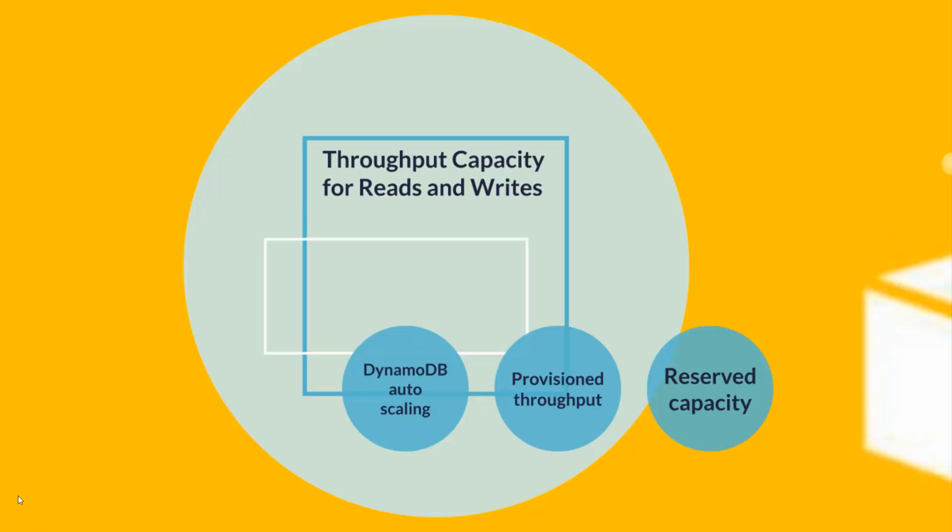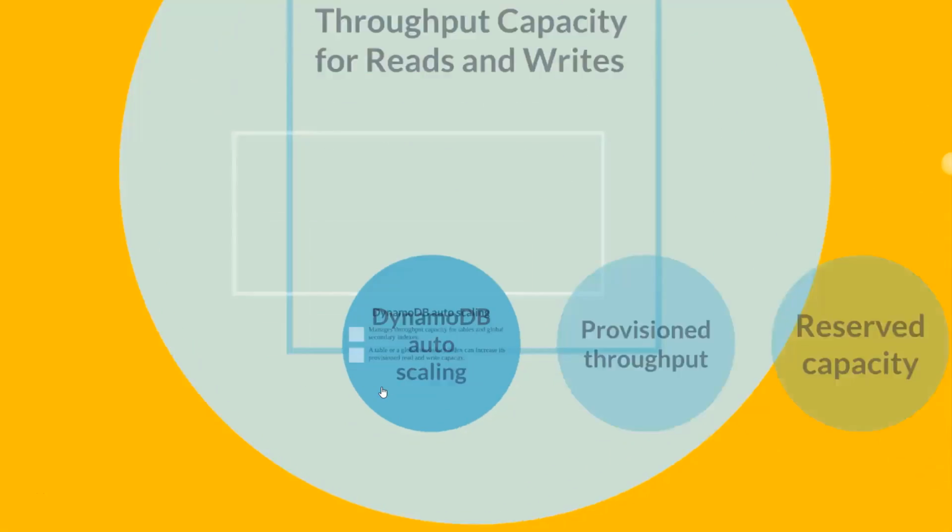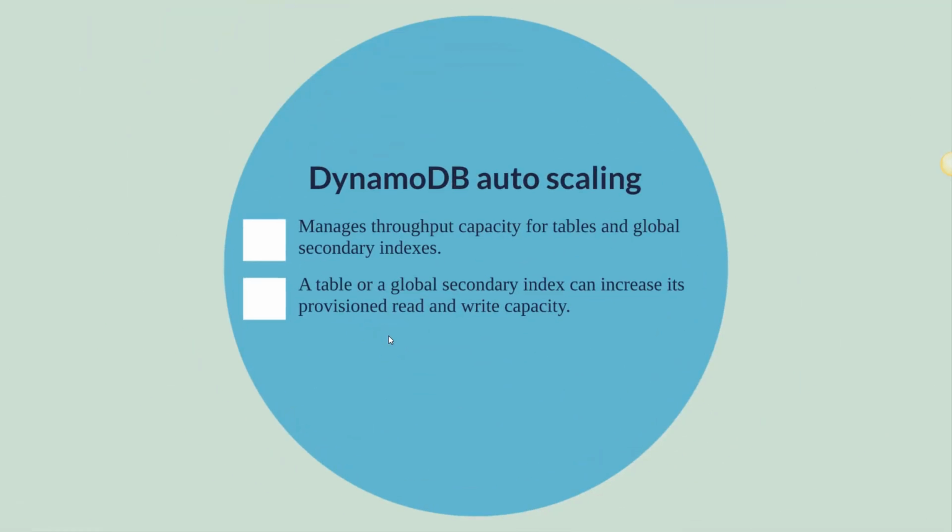Now we will talk about mechanisms for managing throughput. So first is DynamoDB auto scaling. DynamoDB autoscaling actively manages throughput capacity for tables and global secondary indexes. With autoscaling, you can define a range for read and write capacity units. You also define a target utilization percentage within that range. So DynamoDB autoscaling seeks to maintain your target utilization even as your application workload increases or decreases.